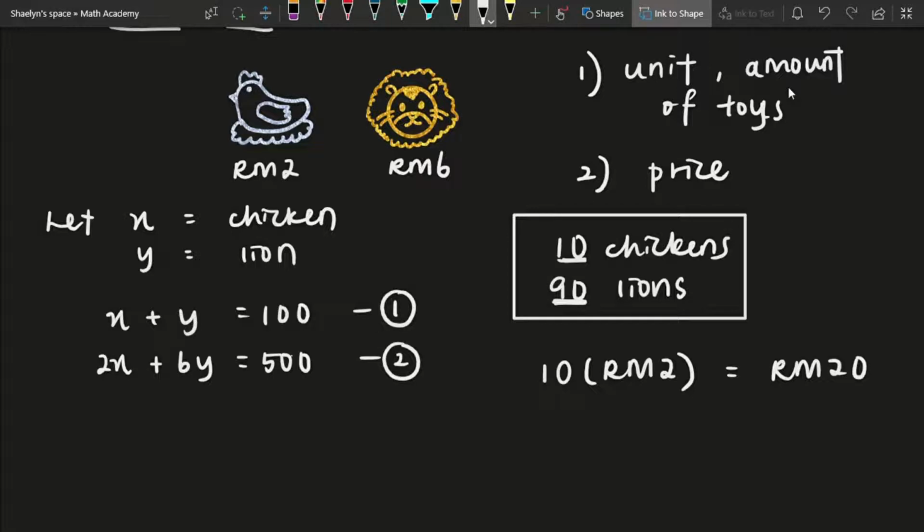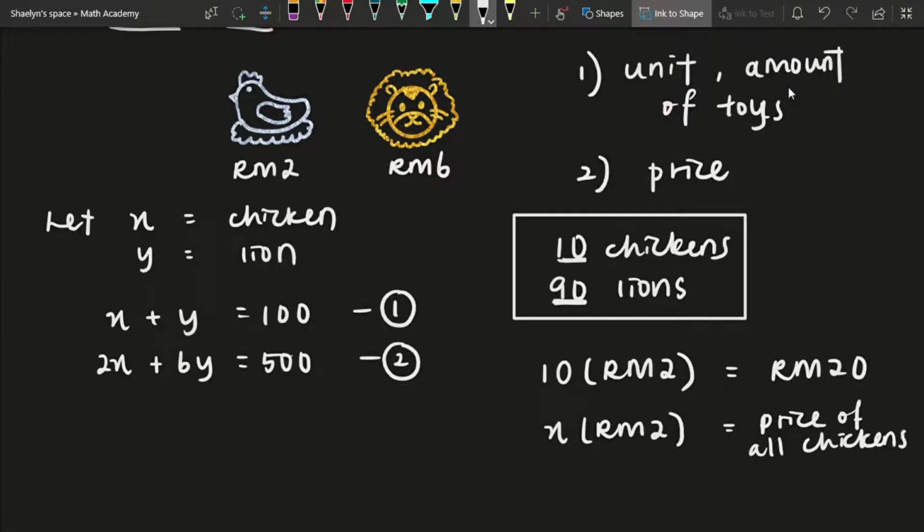So we say x equals to chicken, right? It means x times 2 ringgit equals to the price of all the chickens.